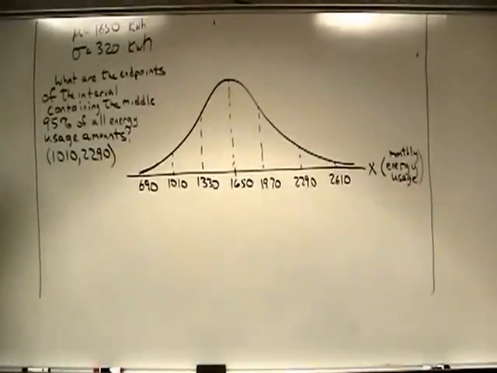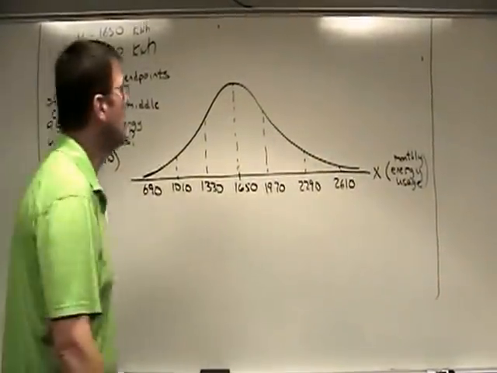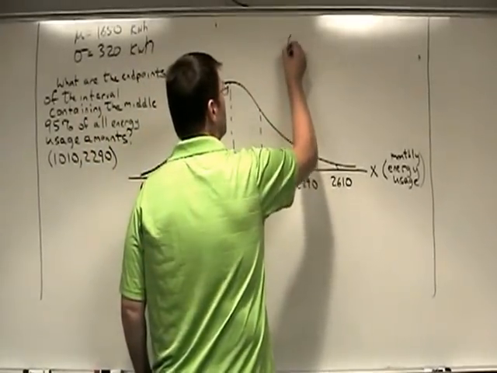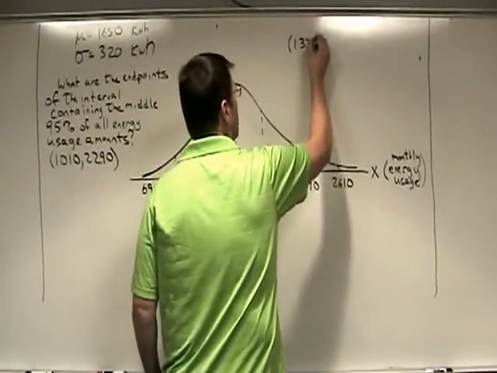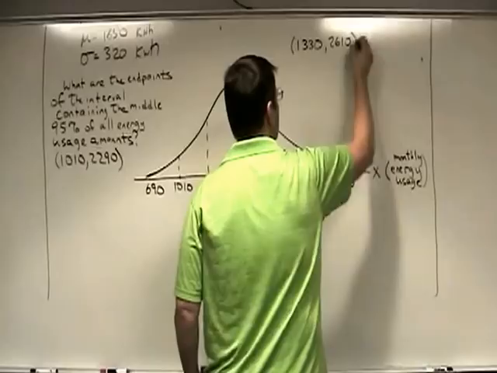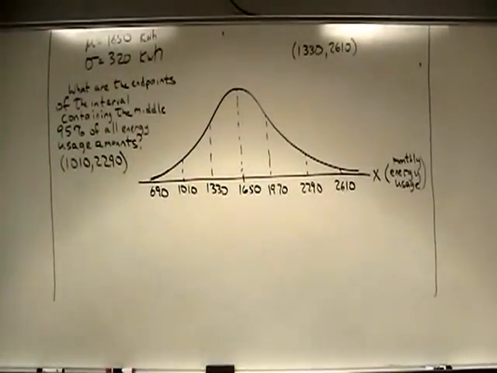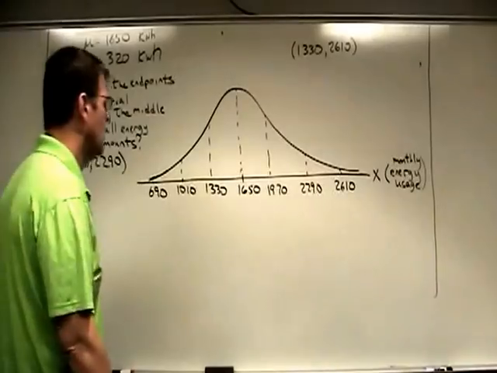Now we'll take a different approach, and let's say that we were to give the endpoints of an interval here. So let's say that we're interested in the interval from 1,330 to 2,610, and we're interested in what percentage falls in this interval.